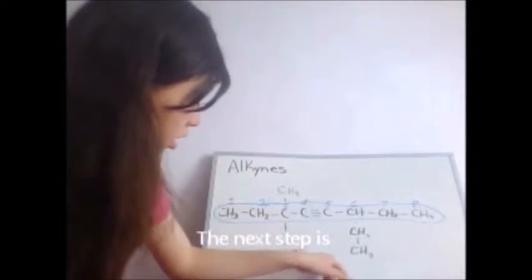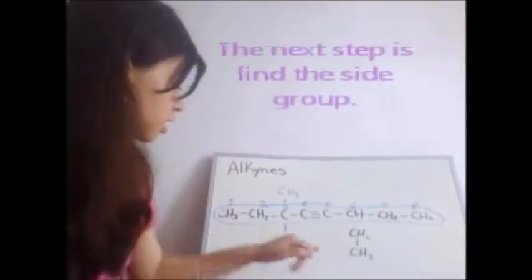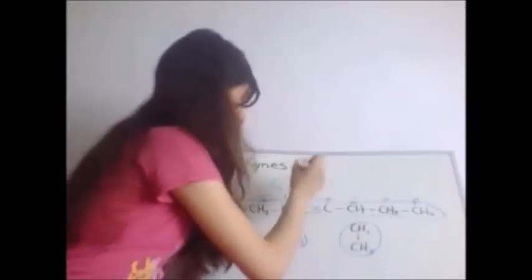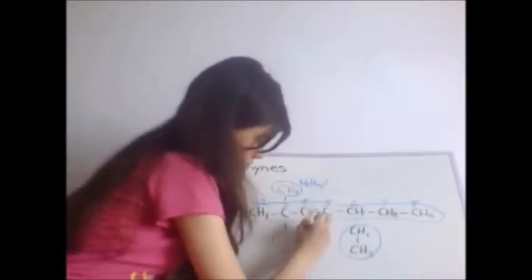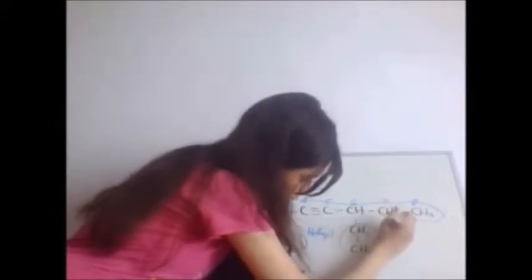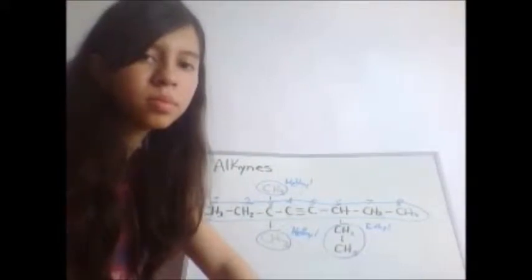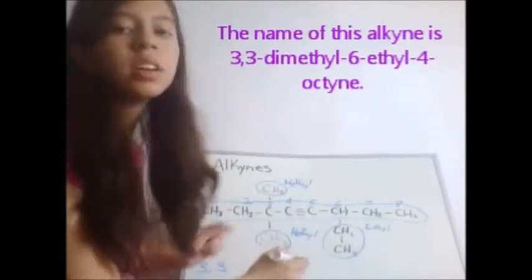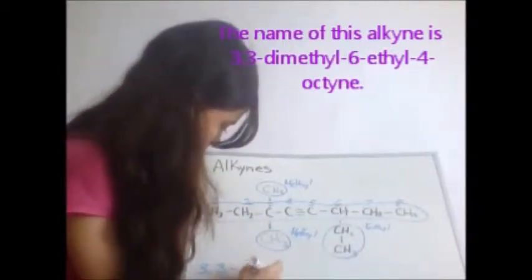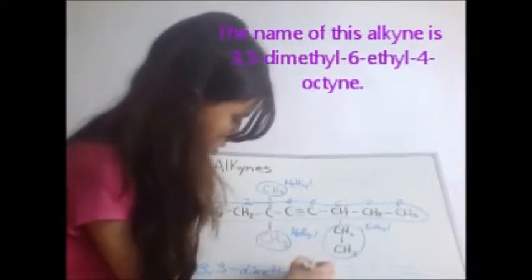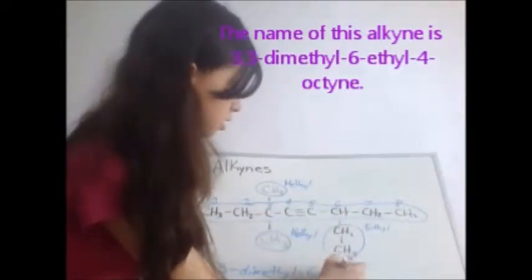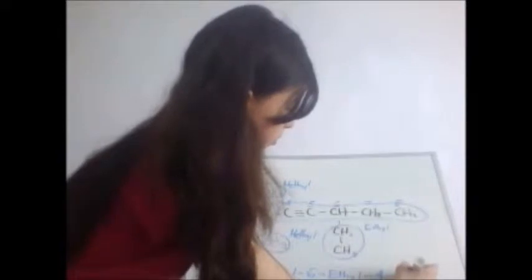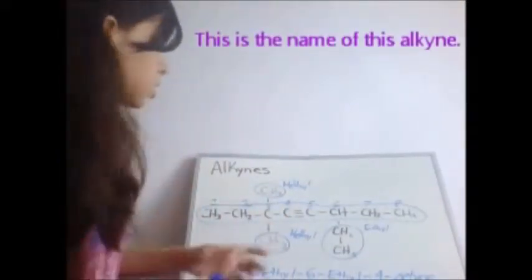The next step is to find the side groups. The name of this alkyne is 3,3-dimethyl, 6-ethyl, 4-octyne. And this is the name of this alkyne.